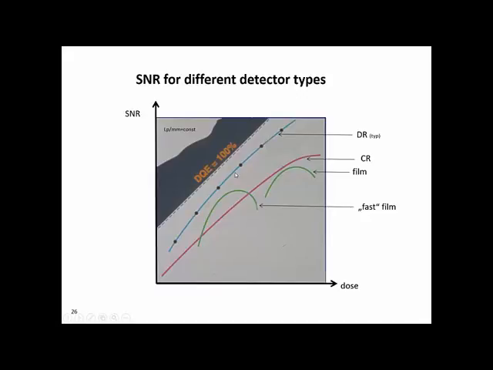That means the big benefit of DR, except the workflow, which is also much better of course, is that on a given dose the image quality is always better compared to film or CR. And here again we cannot answer the question distinctly what dose a DR system needs, because any point of this curve would be possible.